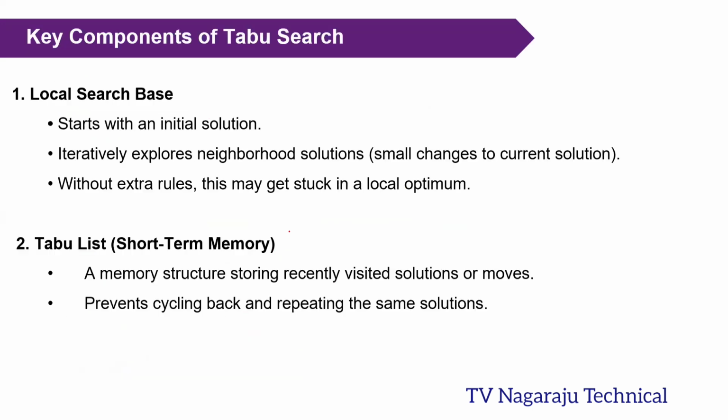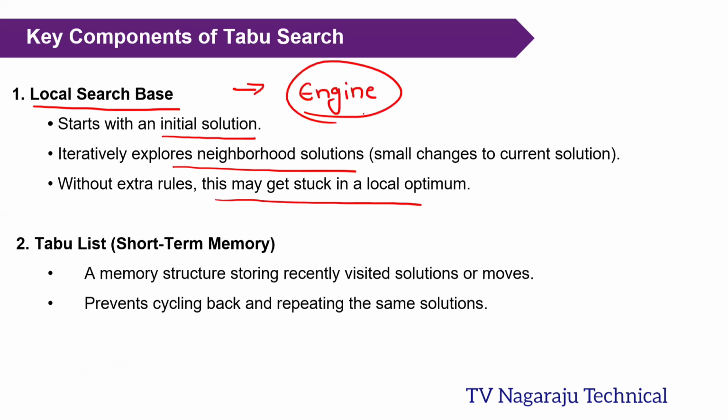Now we will discuss the basic components that are used in Tabu Search. Once you understand these basic components, we will move to the algorithm along with an example. What are the components? Local search base. The local search base simply starts with an initial solution and at each step explores the neighborhood solutions. We iteratively explore the neighborhood solutions without extra rules. This may get stuck in a local optimum. Simply, this local search base is called the engine of the algorithm.